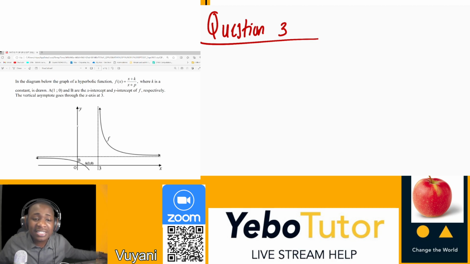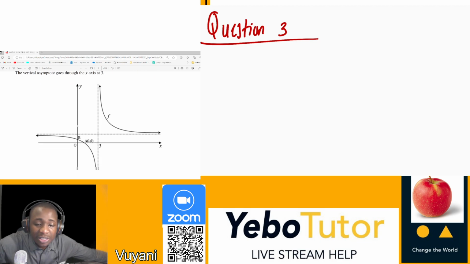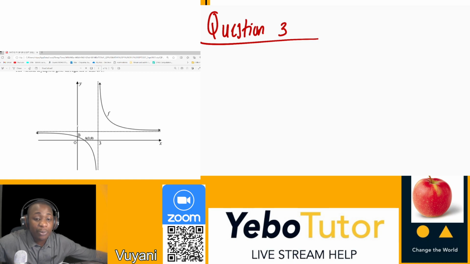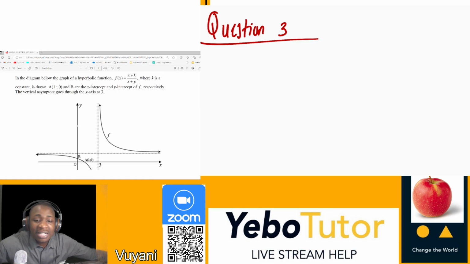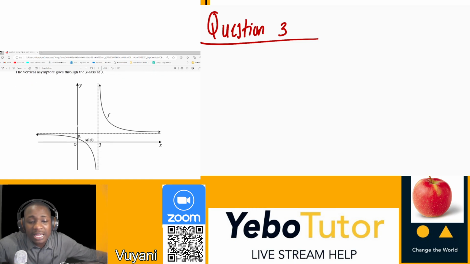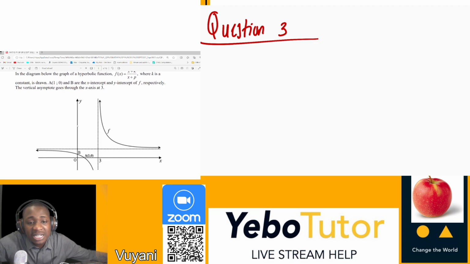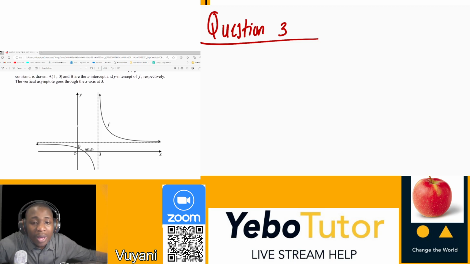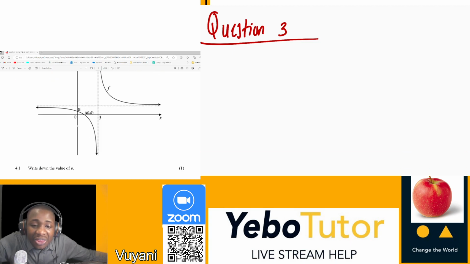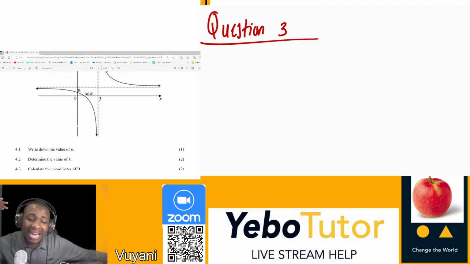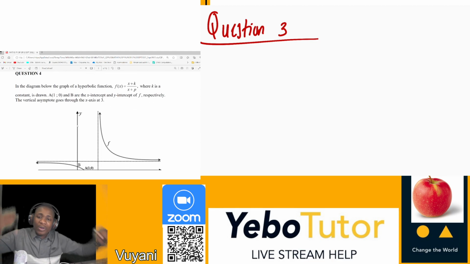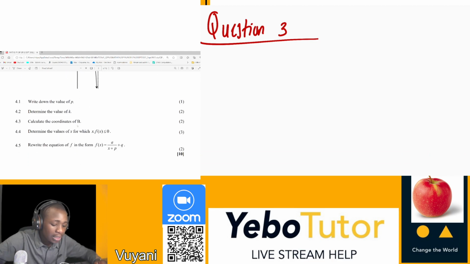Then they say where k is a constant and it's drawn on A, which is (1;0). We can see A is the x-intercept there, and B is the y-intercept of f. We don't have the coordinates respectively. Then we have a vertical asymptote which goes through the x-axis at 3. Write down the value of P. P will always be our vertical asymptote there.